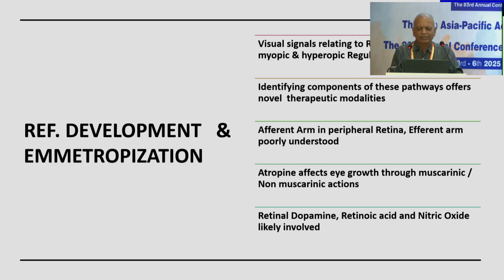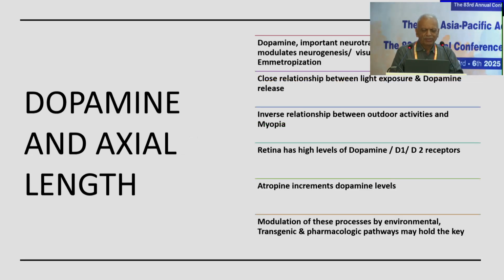We don't understand everything. And you can say that there is a retinal defocus, both myopic and hyperopic. Eye growth is regulated. Identifying these components offers novel therapeutic modalities. Afferent arm is, as we'll see, in the peripheral retina, and efferent arm is poorly understood. Atropine affects eye growth through muscarinic and non-muscarinic effects. Dopamine has an important role. As we know, dopamine, serotonin and melatonin are all related, and dopamine affects eye growth. There are D1 and D2 receptors in the retina, and a lot of atropine effect is because of working through dopamine.